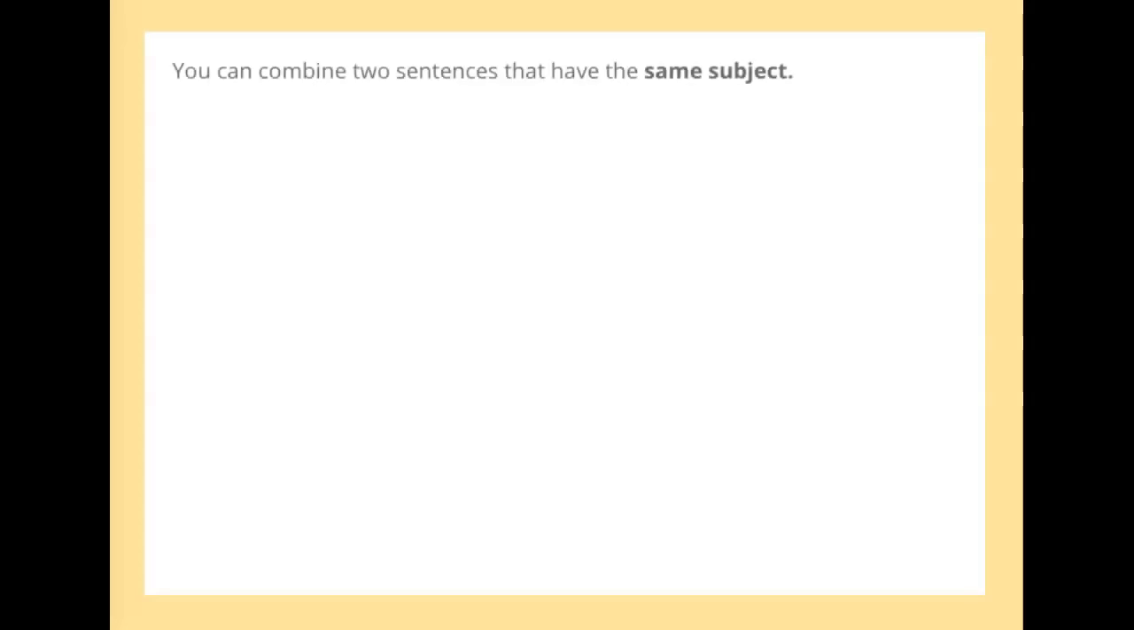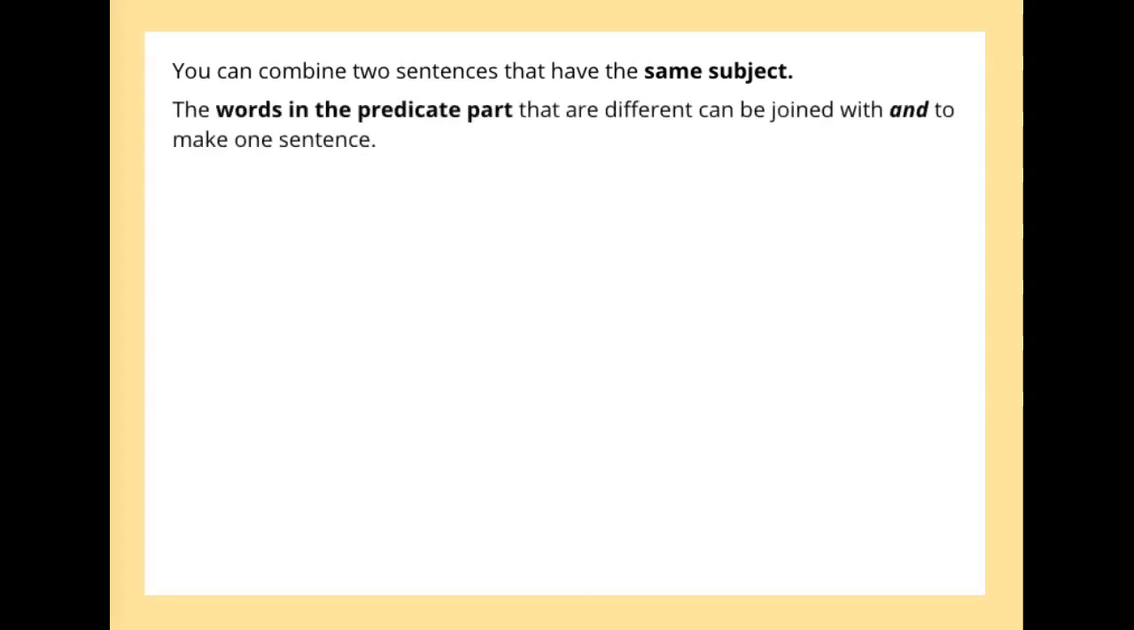This Monday, we learned to combine two sentences that tell about the same subject. And you can combine two sentences that have the same subject. The words in the predicate part that are different can be joined with "and" to make one sentence.